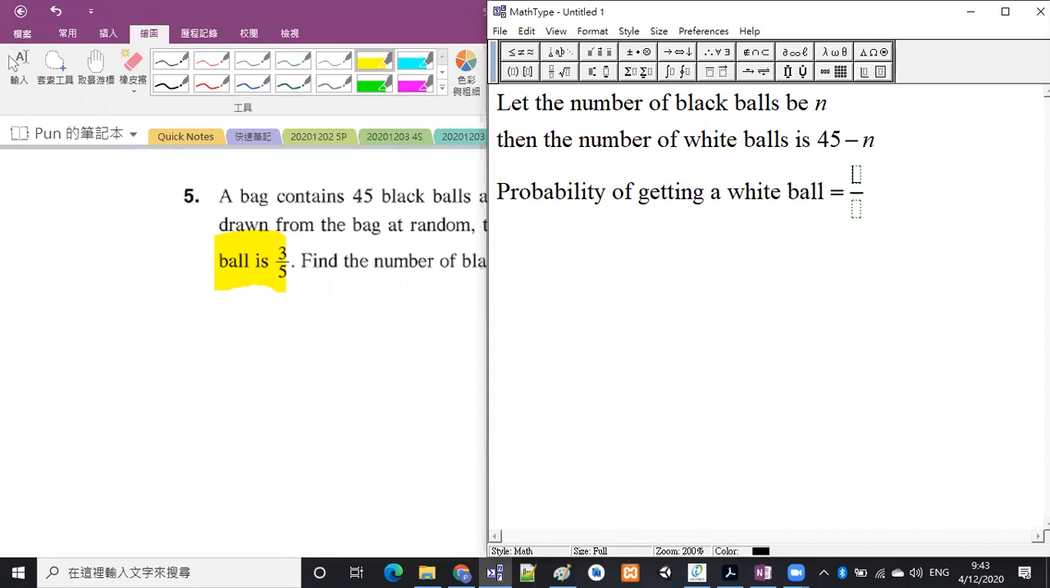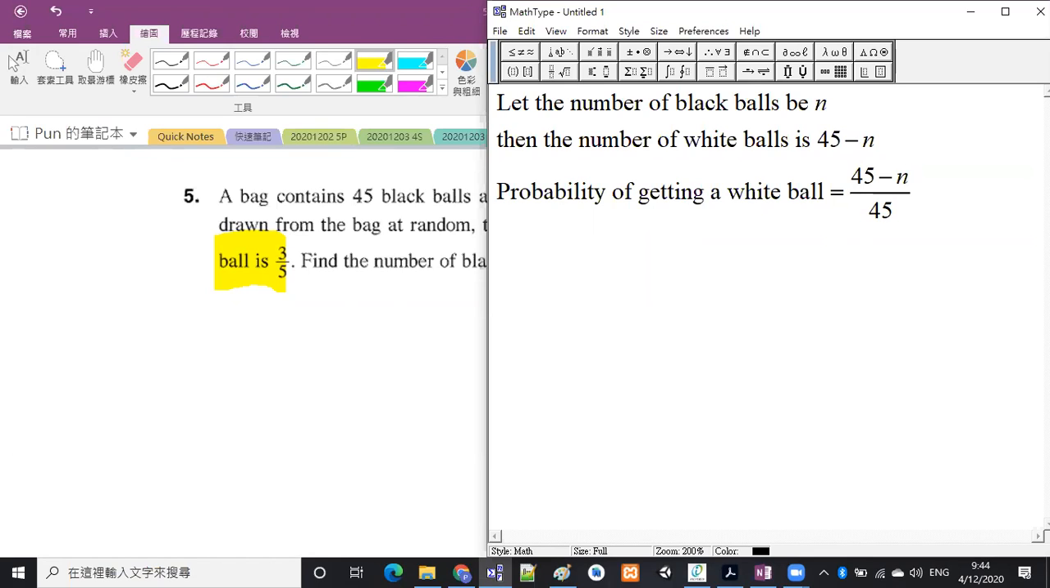ball should be equal to what？好啦，而家係抽喺個袋嗰度抽。So the total number of balls is equal to 45. Number of possible outcomes is 45, right? And then among the 45 balls, how many of them can satisfy the requirement? The requirement is getting a white ball. Okay, how many white balls are there? There will be 45 minus n. Okay. So the probability of getting a white ball is 45 minus n over 45.